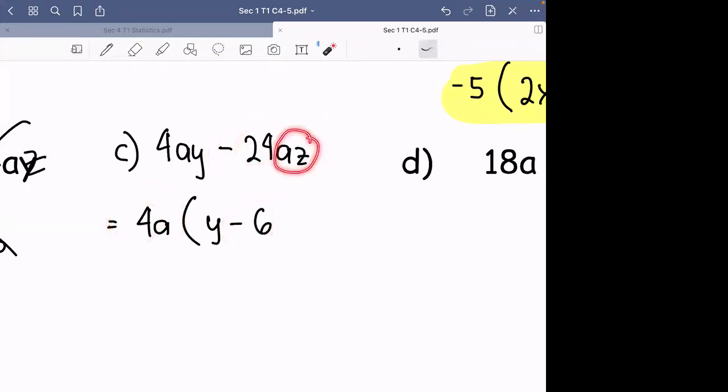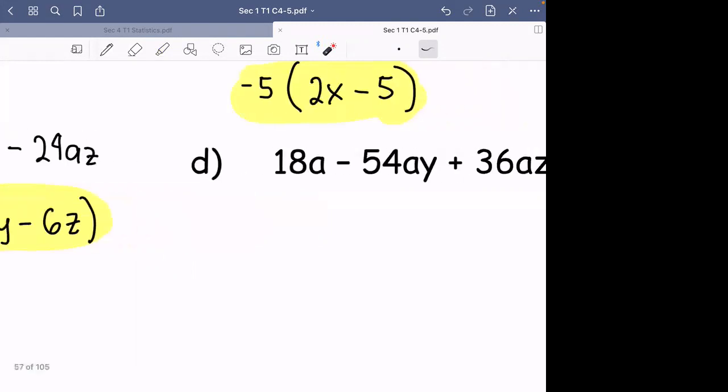How about AZ and A? A divided by the same is 1. So what's left? Z. So our answer is 6Z. This is our answer for letter C. Do you have any questions, class, for letter C? Again, to check, you just distribute and expand, and then you'll get this. No questions, class, for letter C?